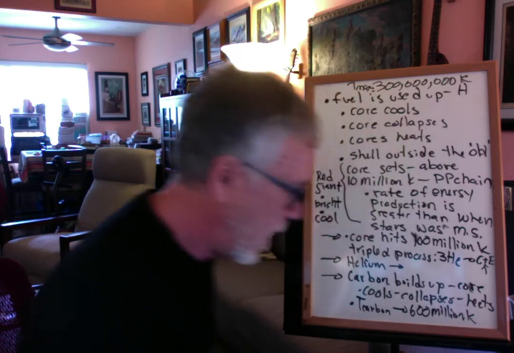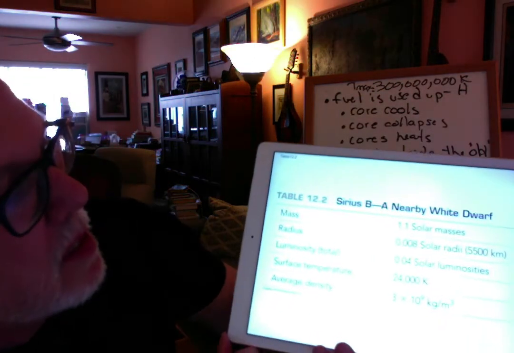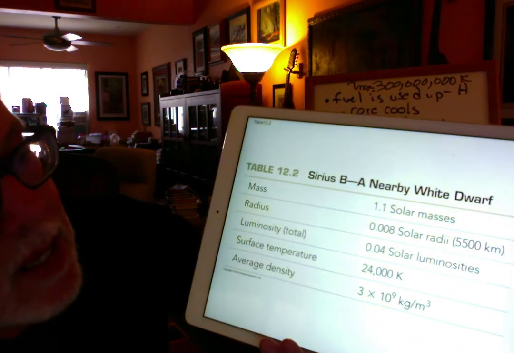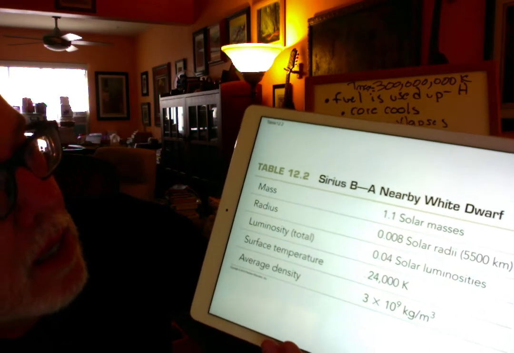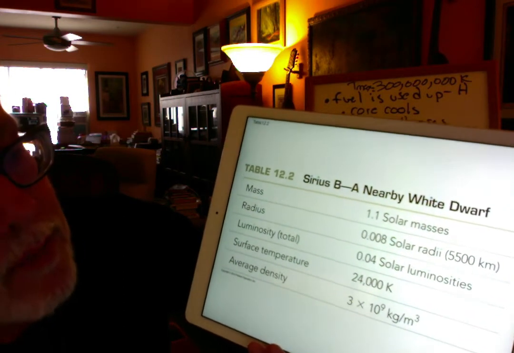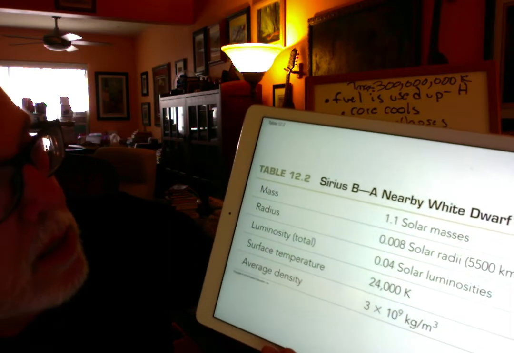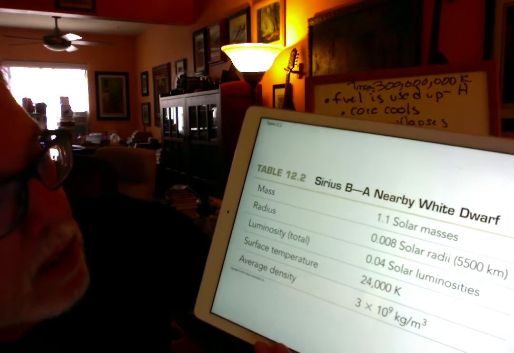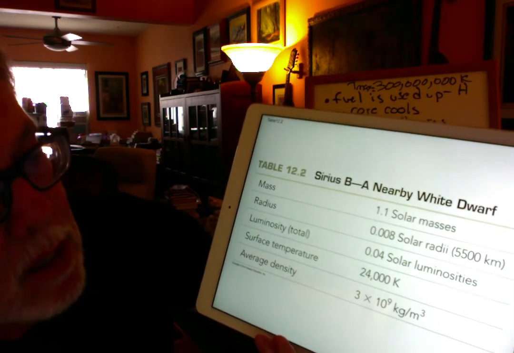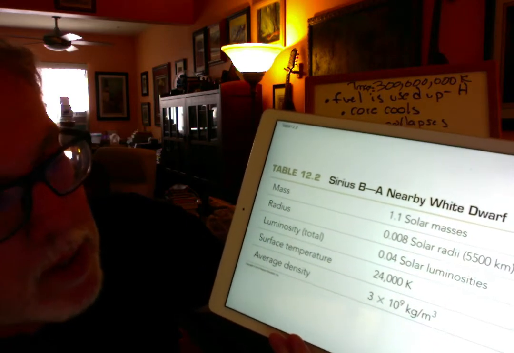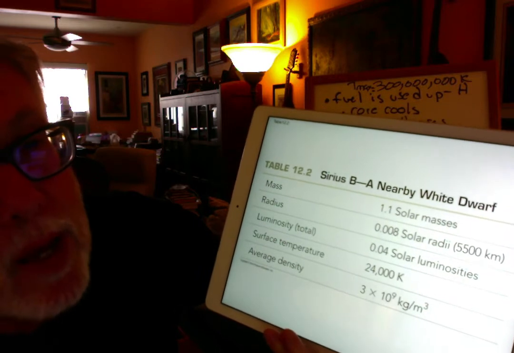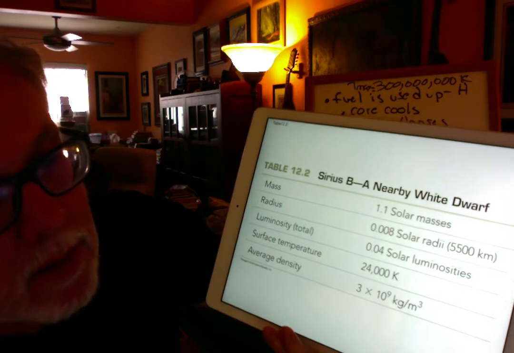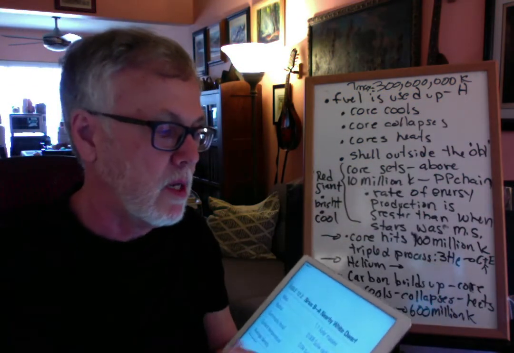Just to give you some ideas about this, the mass is actually greater than the mass of our sun. It's only 8/1000ths of the size of our sun, which is about the size of the Earth. The luminosity is not huge. Surface temperature is great, and the density is tremendous. 3 billion kilograms on Earth would weigh about 7 billion pounds for every cubic meter.